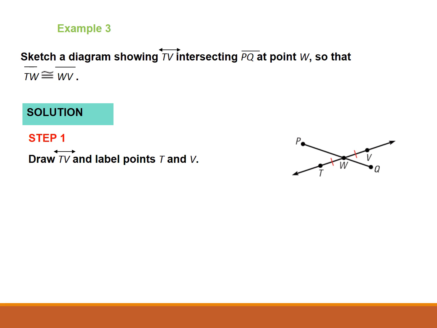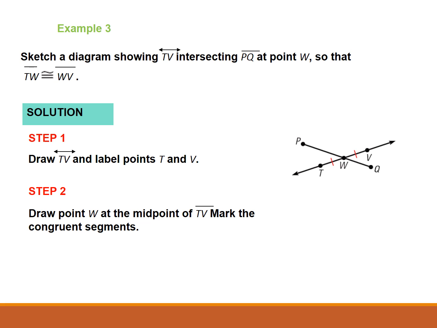Now again, you don't have to do mine exactly the same way, but we do want TV intersecting another line segment PQ at point W. So we draw a line TV, put points T and V, then draw a line segment PW, draw point W at the midpoint, mark congruent TW and WV, and then draw PQ.